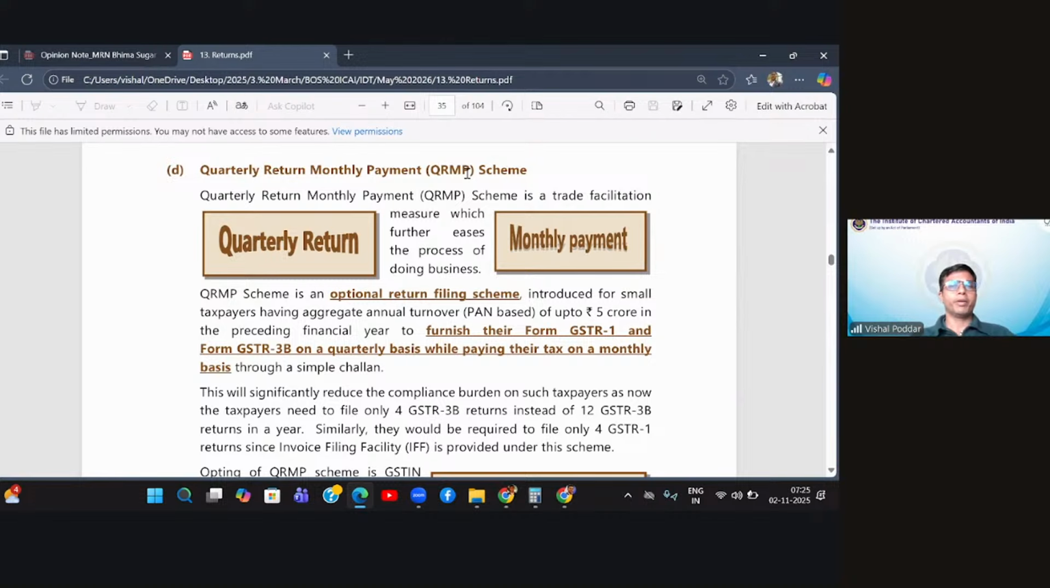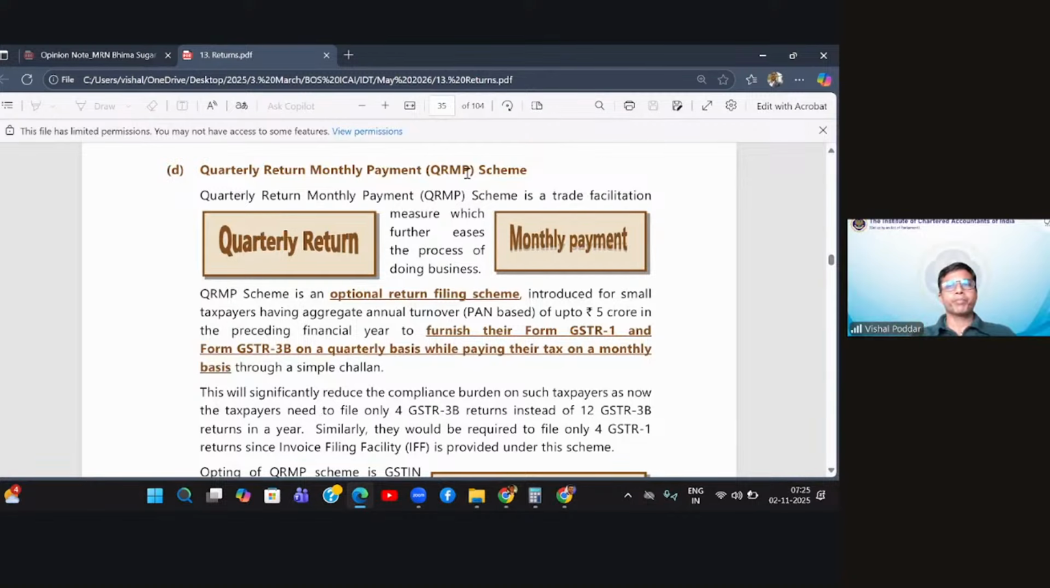Now, under QRMP, I will be filing the returns only once in the quarter. So, for all these 3 months, I'll be filing GSTR 1 and 3B once in January. But what I have to do every month so that I can pass on the credit immediately is I have to pay tax. And if I'm paying tax, then I become a QRMP scheme person. QR is quarterly returns, MP is monthly payment. Now, how will this help me pass on the credit?